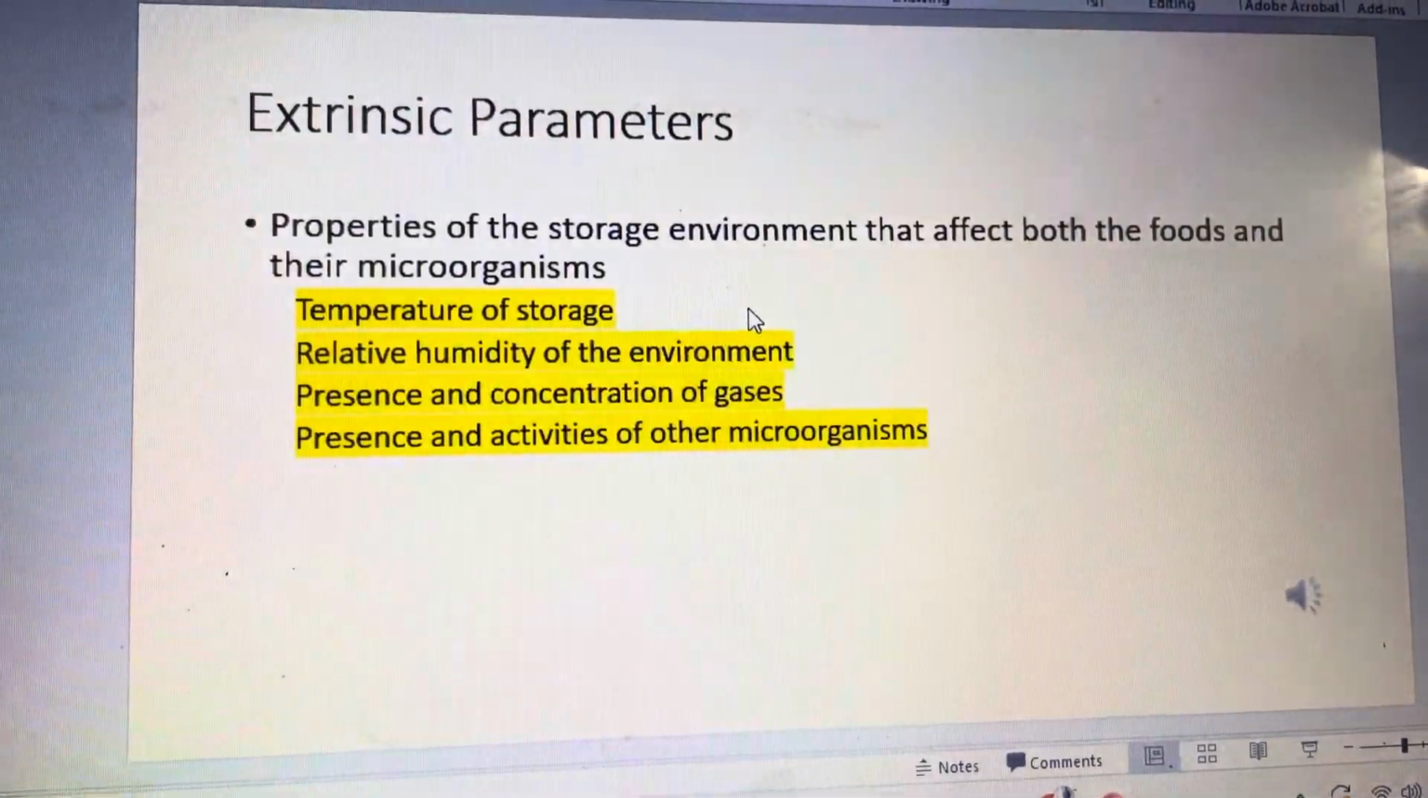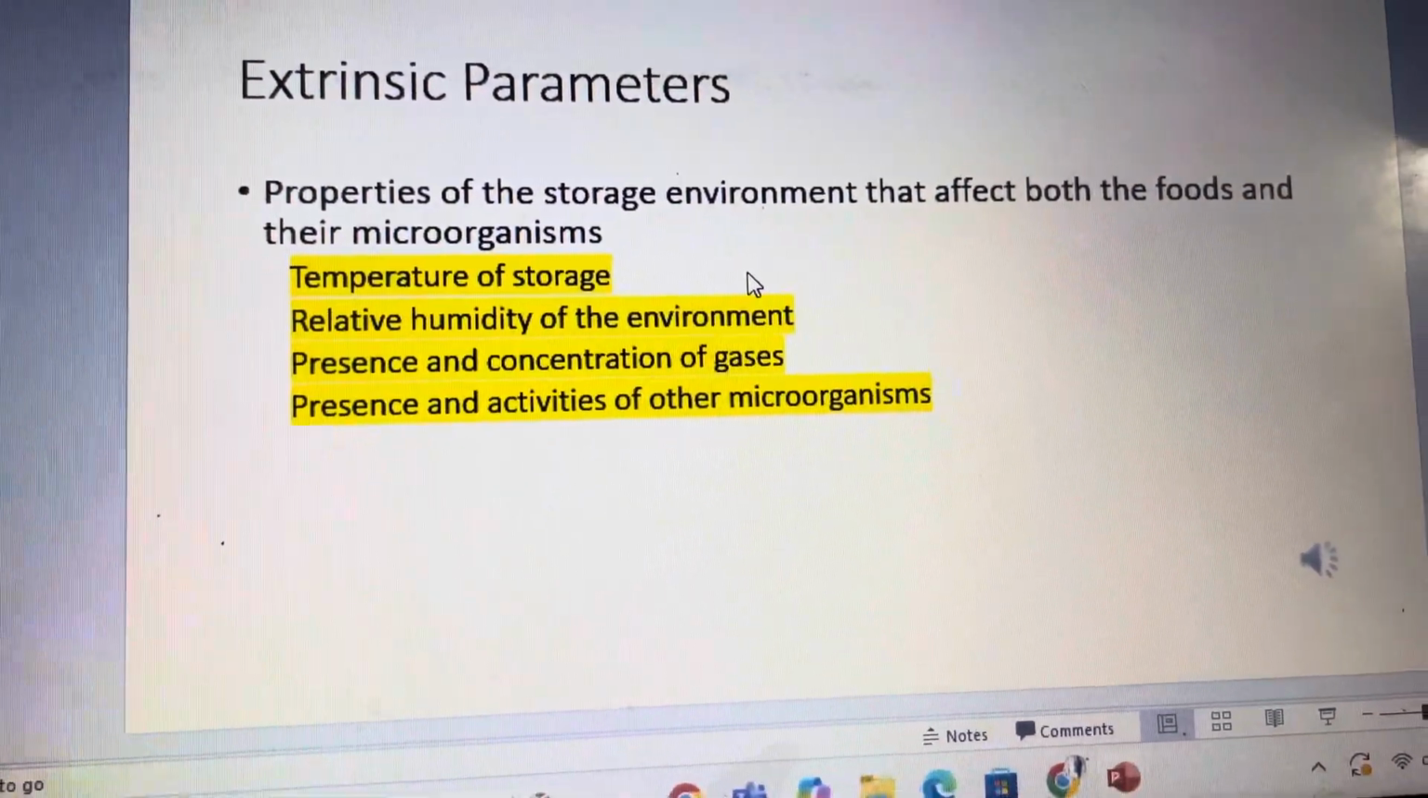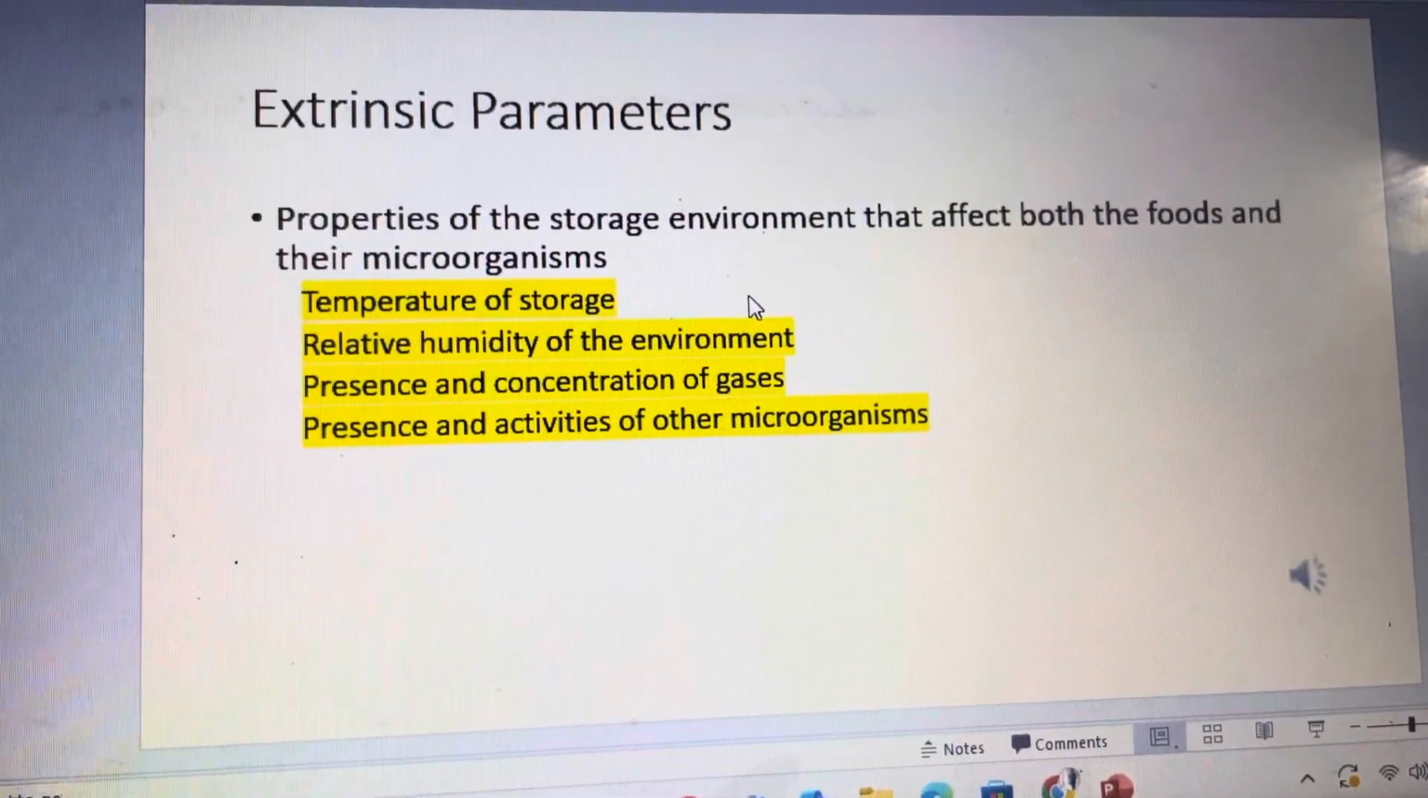So tomorrow we will start the extrinsic factors.